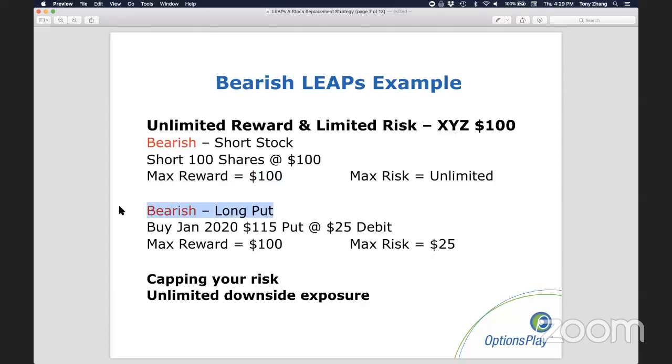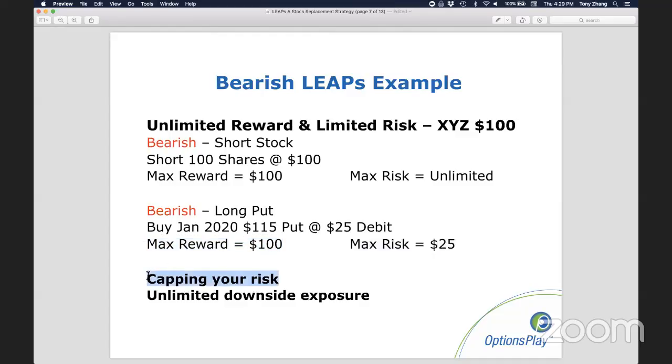So let's take a look at that long put instead. So let's say we buy that January 2020 115 put that's trading at $25. So now your max reward is also $100. However, your max risk here is $25. Let me just clarify. When we're talking about max reward is $100, it's $100 a share. Your max risk is $25 per share.